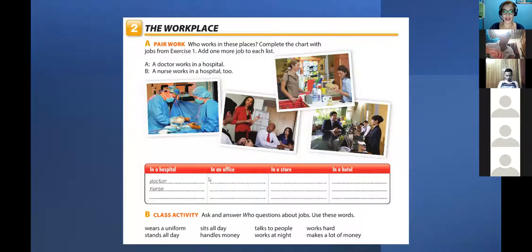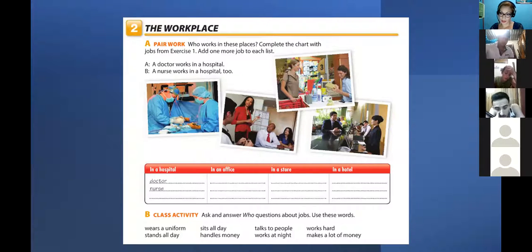A secretary. Thank you so much, Jesus. A secretary. Yes. Okay. What about in an office? What can you mention? Who works in an office? A receptionist. A lawyer, a secretary. Teacher, how do you say gerente in English? Manager. Oh, thank you.